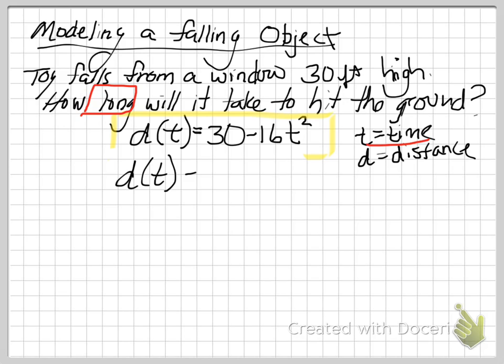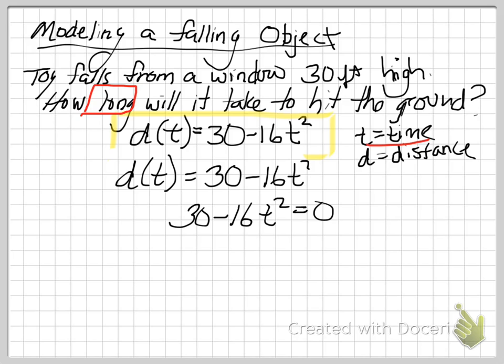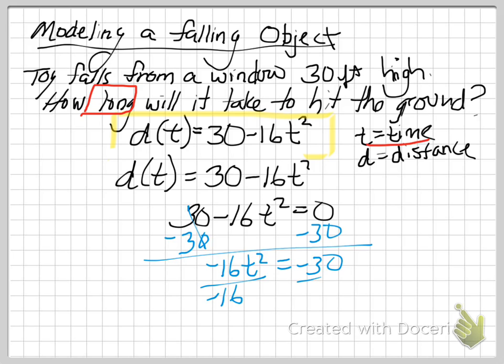So you have d of t equals, so what I would probably do is set it equal to 0. So 30 minus 16 t squared equals 0. And then you can see that there's a t squared, but there's not a t. So that means you should be able to use your square root or your radical to solve. And in order to use the radical to solve, you need to isolate the exponent. So I'm going to move the 30 over to the right. That leaves me with negative 16 t squared equals negative 30. I'm going to divide by negative 16 to isolate the exponent so that I can use the radical.